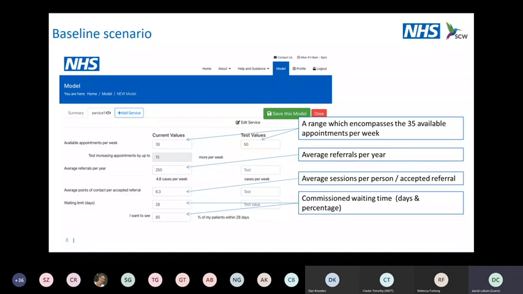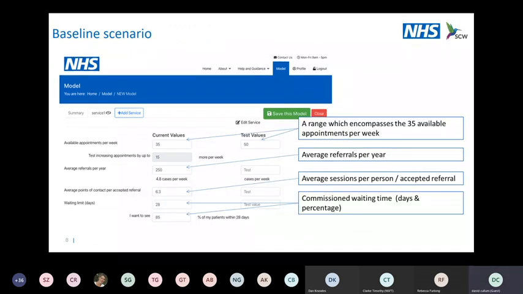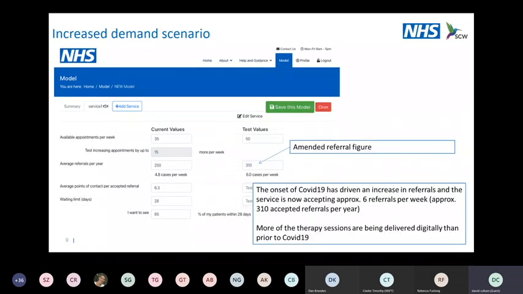If we plug those numbers into the model, like so. Oops, sorry, I haven't looked at these slides for a while. So there's the baseline. There's how it was set up pre-COVID.